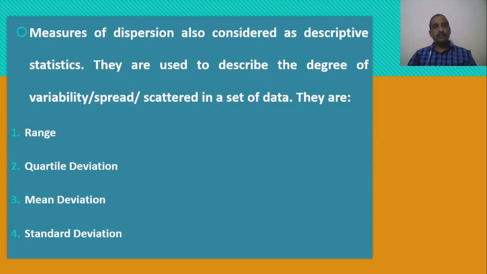The measures of dispersion are also considered descriptive statistics, like measures of central tendency. They are used to describe the degree of variability, spread, and scatteredness in a set of data. Some of the measures are range, quartile deviation, mean deviation and standard deviation. In this video, we are confined to explaining only the standard deviation.